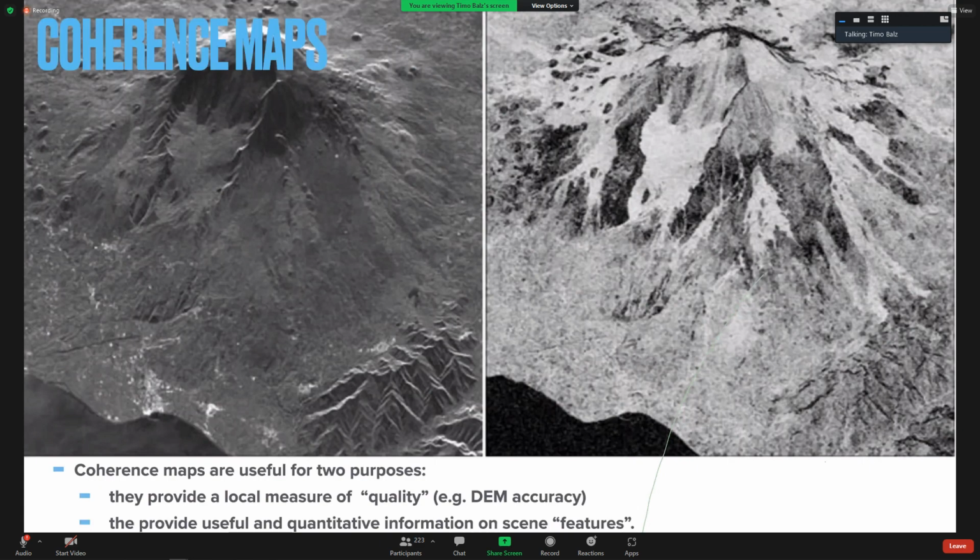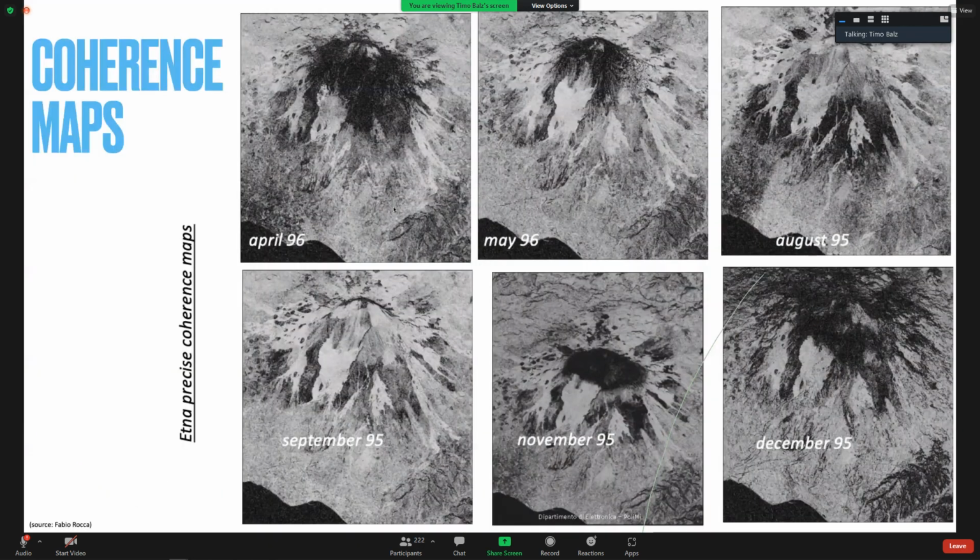On the coherence map, white means we have very good coherence, which means not much has changed, and black means low coherence or no coherence, which means a lot has changed. So you can see areas of low coherence in black. Those are areas where we find changes on the volcano. You can, in that case, also follow lava flows and changes caused by the outbreak here at Etna.